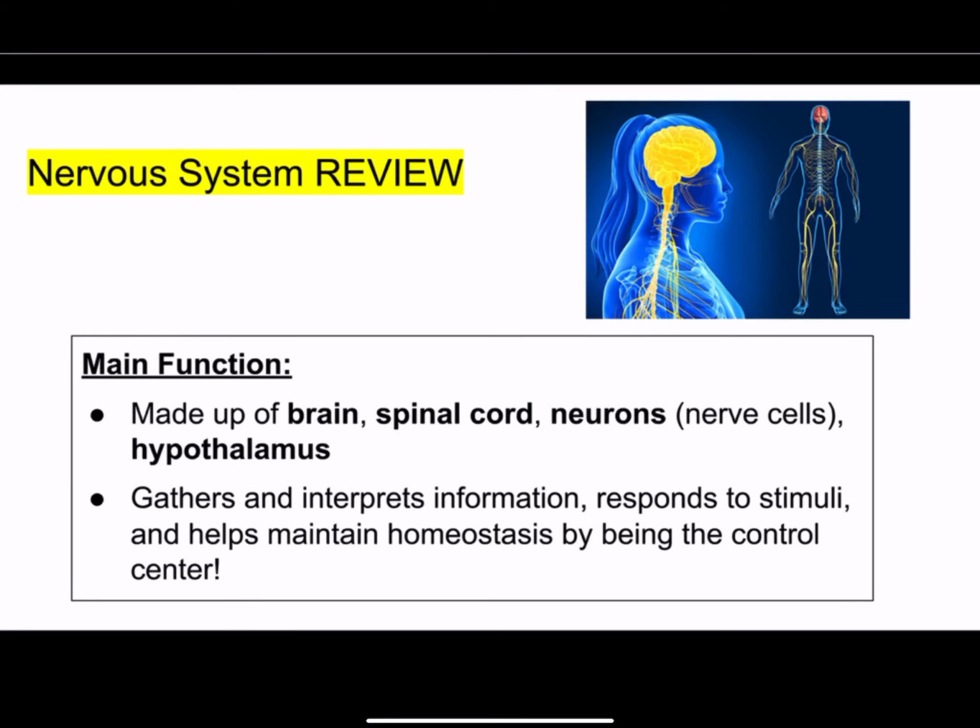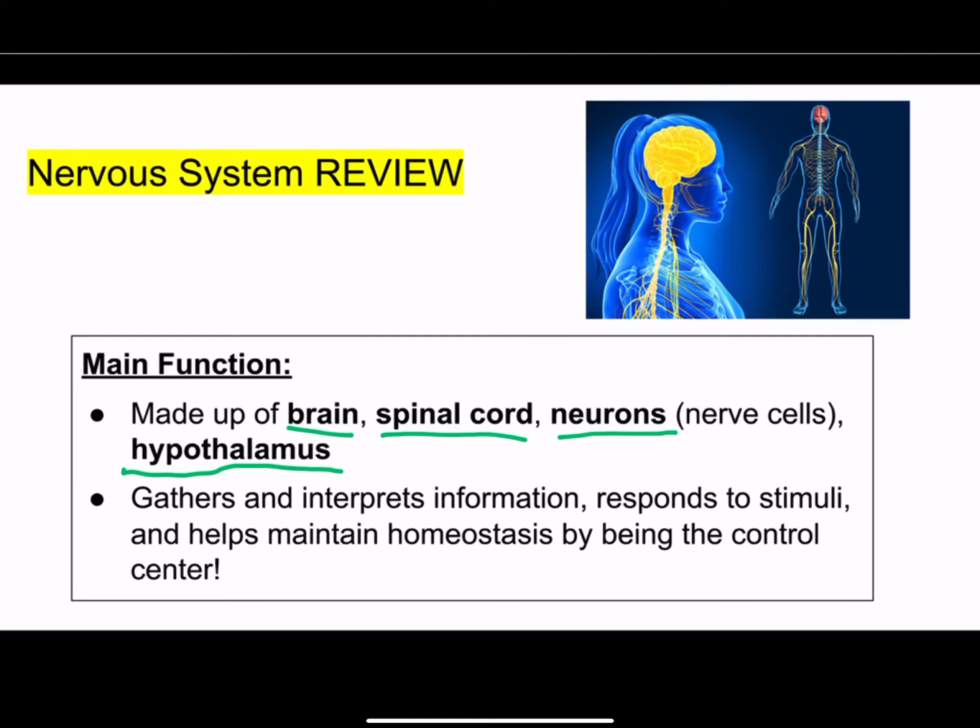The next system that we're going to talk about is our nervous system. It seems like the most simple, but it's probably the most important. It only has 4 major organs: the brain, the spinal cord, neurons or nerve cells, you'll hear it both, and then the hypothalamus, which is in the brain. The whole function of this is to gather and interpret information. And it responds to stimuli.